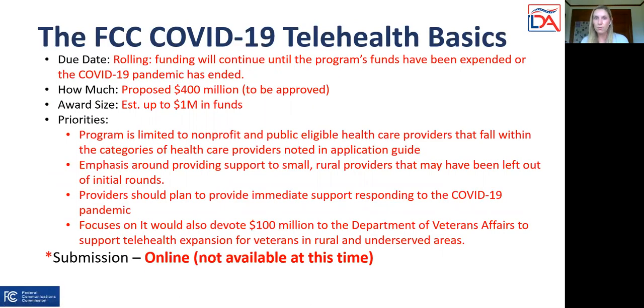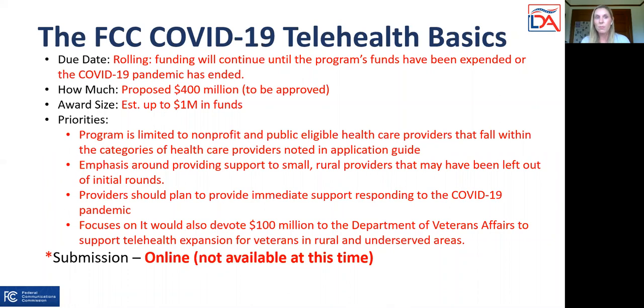We don't have all of the rules and details, but if it is similar to the last round that we saw of this funding, we can anticipate that the application will be a rolling deadline. Basically, you submit as soon as you are able, and they will distribute the funds until they are all out. So earlier the better, obviously. We have seen in the bill that they have proposed $400 million. It has not yet been approved.